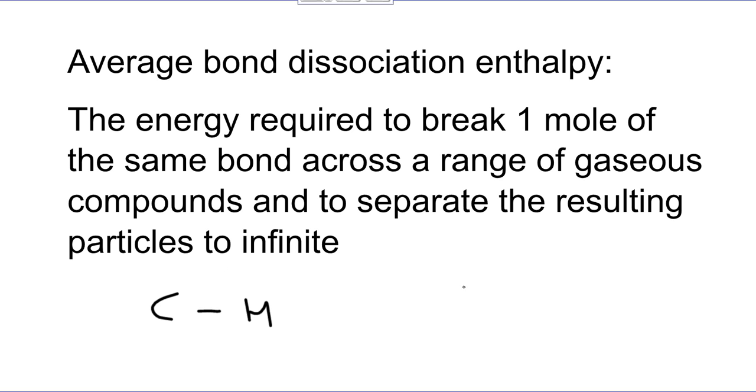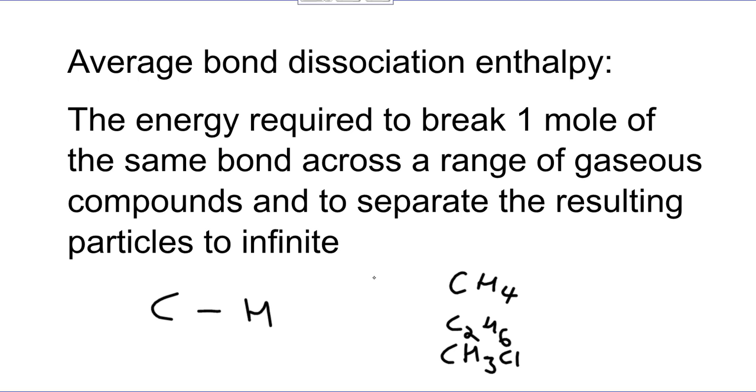That is because you could have CH4, that's got CH bonds in it. You could have C2H6, that's got CH bonds in it. You could have CH3Cl, that's got CH bonds in it. And all of those bonds are going to have a slightly different dissociation enthalpy, or bond enthalpy. So that we average them out, we average over a range of compounds.